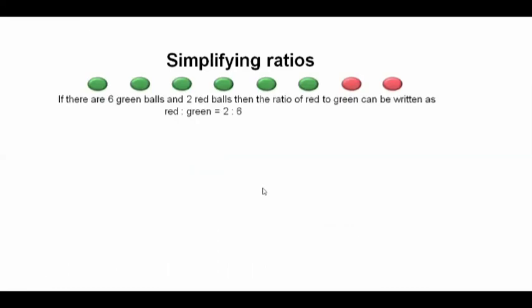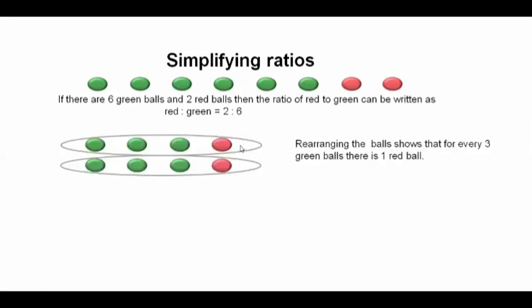Simplifying ratios. Here, if there are 6 green balls and 2 red balls, then the ratio of red to green can be written as red is to green is equal to 2 is to 6. Let us rearrange this. For every 3 green balls, there is 1 red ball. So if you are asked the ratio of red to green, it is 1 is to 3. The ratio of green to red would be 3 is to 1.